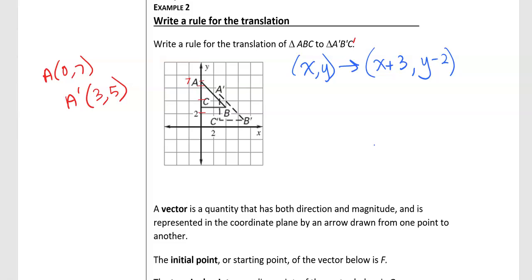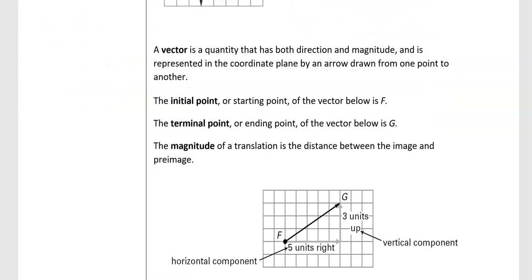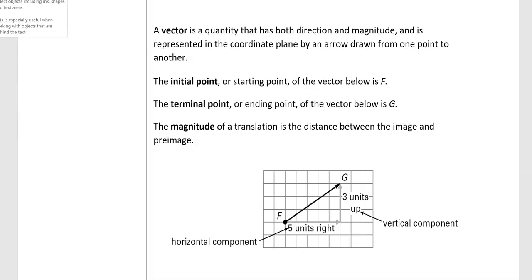Okay, so we often call this coordinate notation. Coordinate notation. Okay, so it's a good way to list out what is happening with every x and y. Okay, let's keep going. All right, so here's a little bit more information about this idea of a vector.